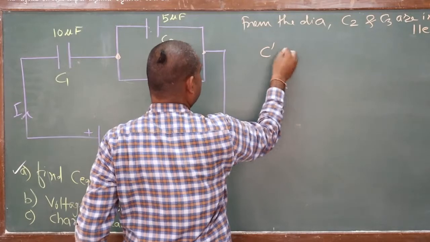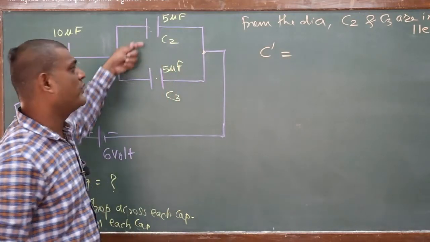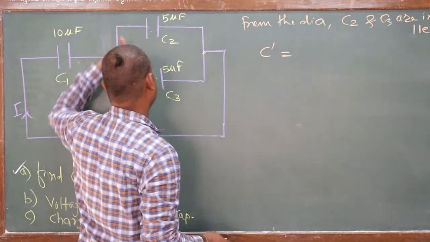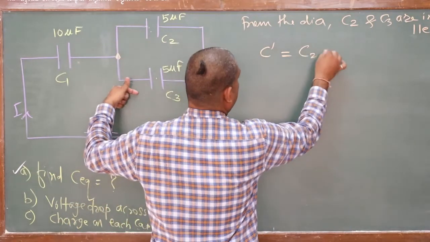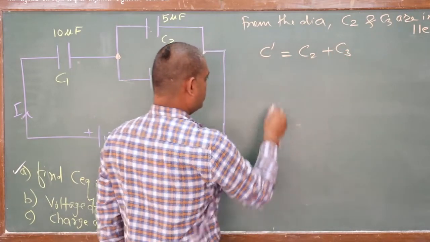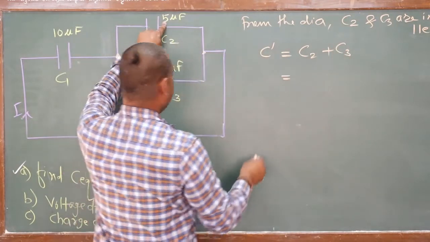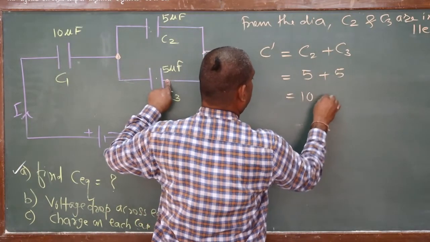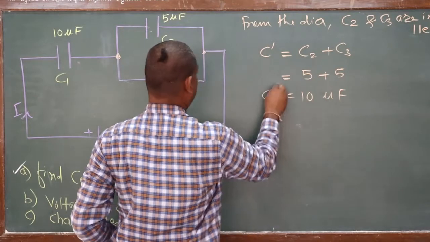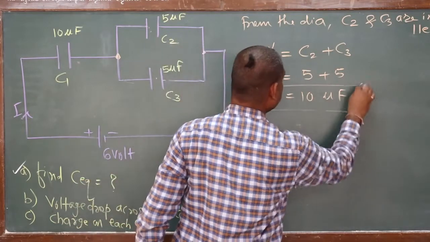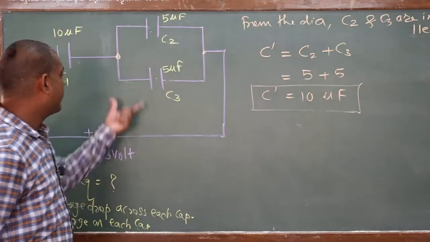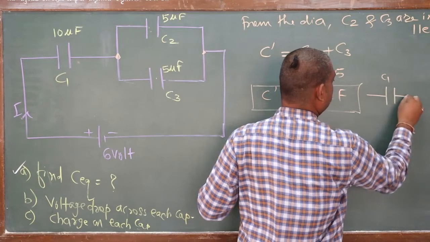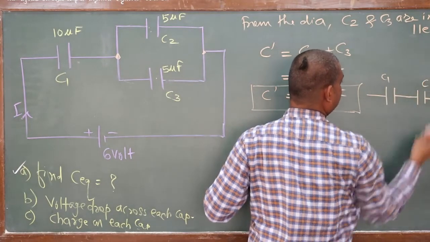So C dash is the equivalent capacitance of C2 and C3. Using the formula for parallel combination, that is C2 plus C3. It is 5, it is also 5. 5 plus 5 becomes 10 microfarad. C dash equals 10 microfarad. So the diagram will be like this. It is C1, right? And it is C dash.